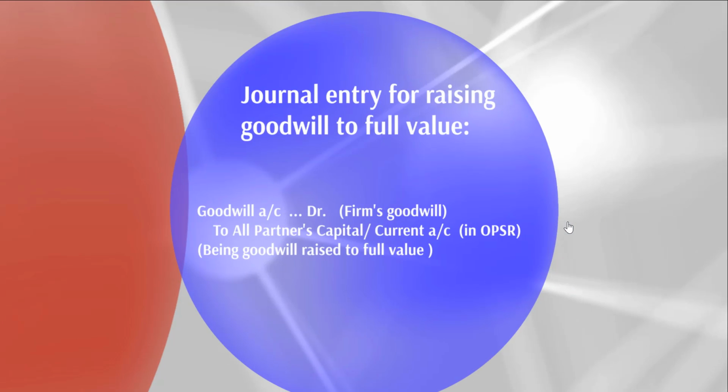Journal entry for raising goodwill to full value: we'll debit goodwill account with the value of the goodwill of the firm and credit this to all the partners' capital or current accounts in their old profit sharing ratio. Narration: being goodwill raised to full value. So we will debit goodwill account with the goodwill of the firm and credit the partner's capital in the case of fluctuating capital method or current account in the case of fixed capital method in their old profit sharing ratio.